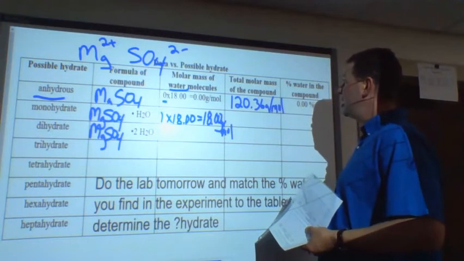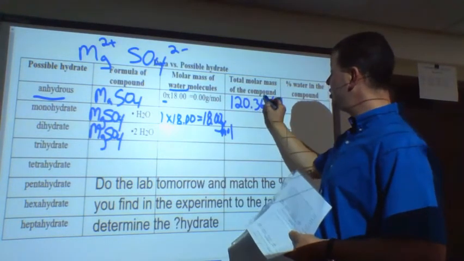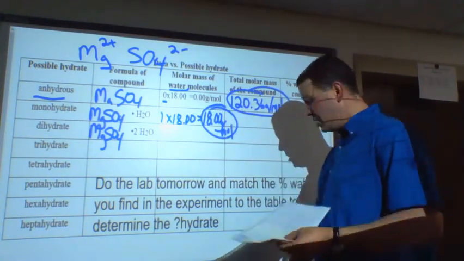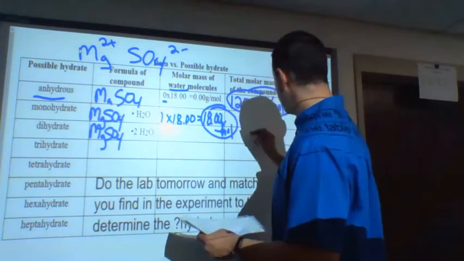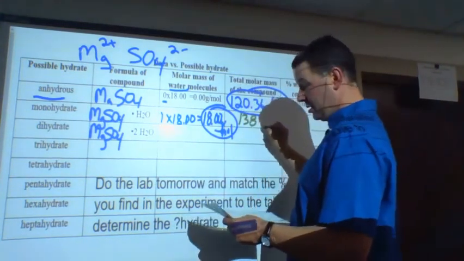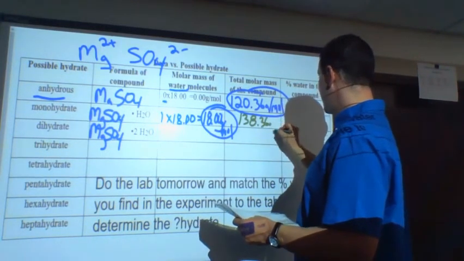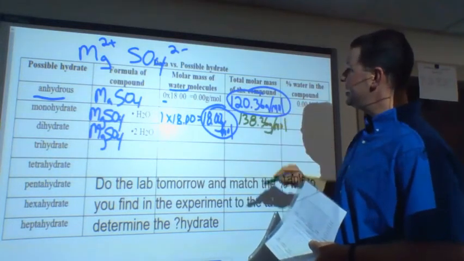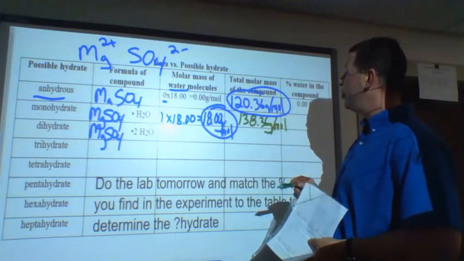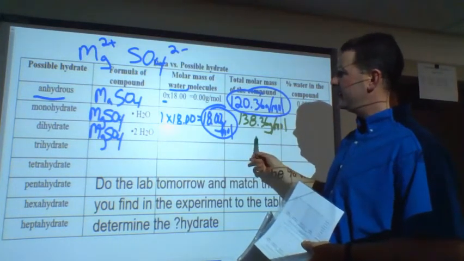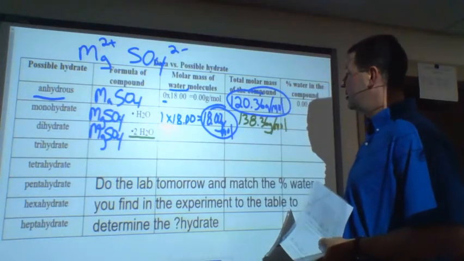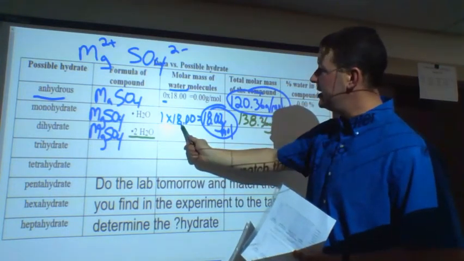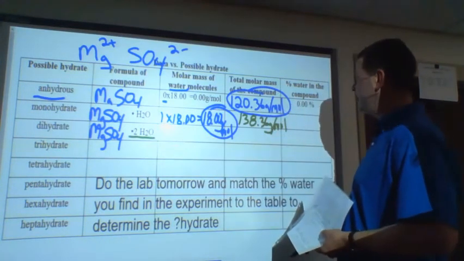What's the total mass of the compound? Well, I'm going to have this 120.36, that's the dry, plus this 18 right there. So if I do the math on that, it's 138.36 grams per mole. So you notice this one, this green one, is 18.00 heavier than this 120.36. So what do you think the mass of the one with the 2 water molecules in it is going to be? Well, I'm guessing it's going to be 120.36 plus 18 plus another 18 because there's 2 water molecules there.